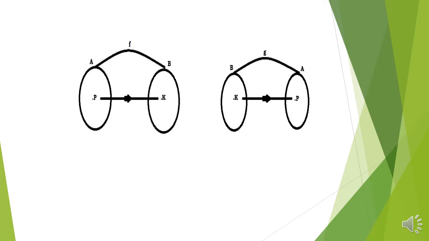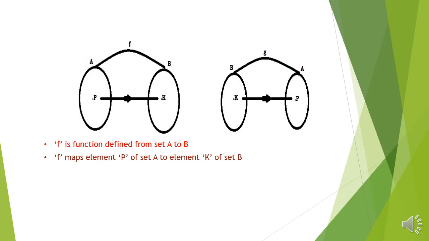You can see two mapping diagrams right here on your screen, of two functions, function f and g. Function f is defined from set A to B, and function g is defined from B to A. Function f maps element p to k, isn't it? p is in set A and k is in set B.